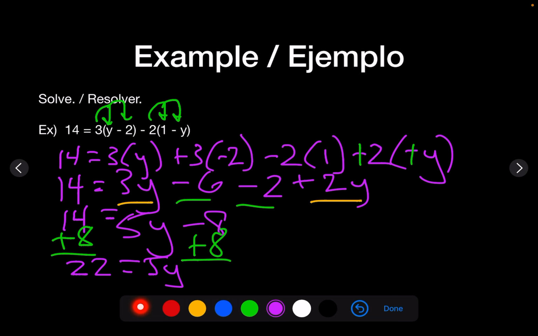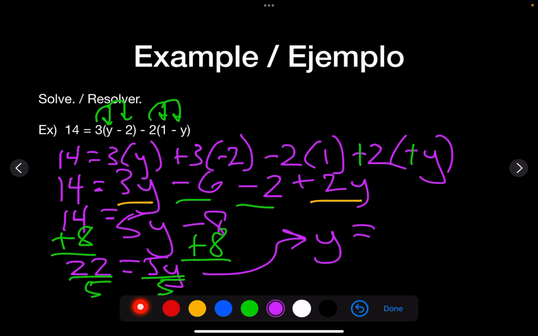And then our last step is to divide both sides by 5, because we want y by itself. And so our final answer is going to be y is equal to 22/5.